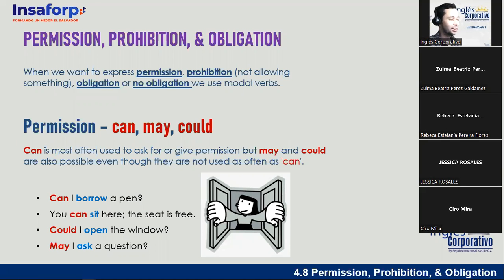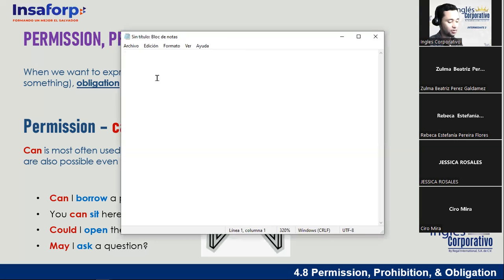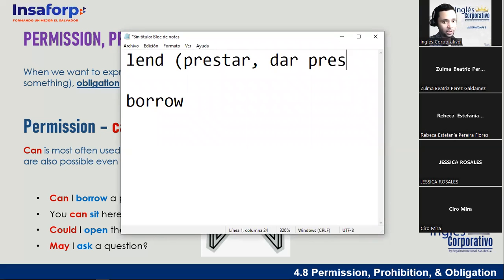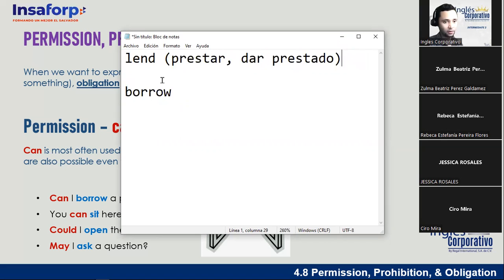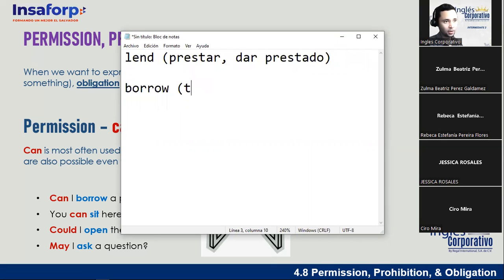Kind of. Take a look. There are two verbs that we use. And I'm going to show you. Just give me a moment. Okay. There it is. There are two verbs that you can use. And in El Salvador, we say prestar, but sometimes we make a mistake right there, okay? There is the verb lend, and then there is the verb borrow, okay? So what about lend? Lend means prestar, or dar prestado. That's the meaning of lend. Borrow means tomar prestado.